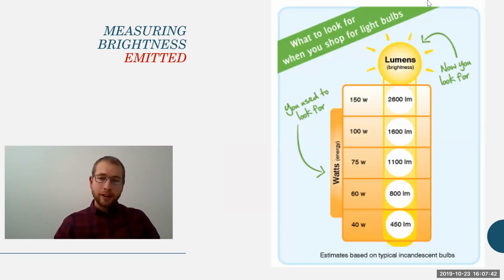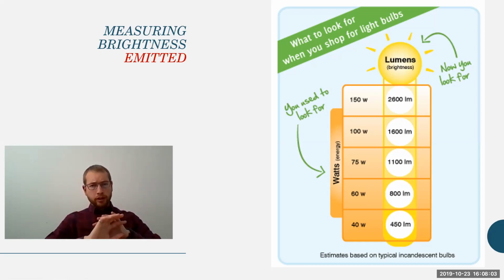So back in the day, if you were looking for, say, a 15-watt light bulb or a 40-watt light bulb, something on the dimmer side, you'd be looking in the 300 to 450 lumen range. And if you want a really bright light in the 100-watt to 150-watt range, you'd be looking for something in the 2000 lumen range. But remember that lumens, once again, are emitted in all directions, right?